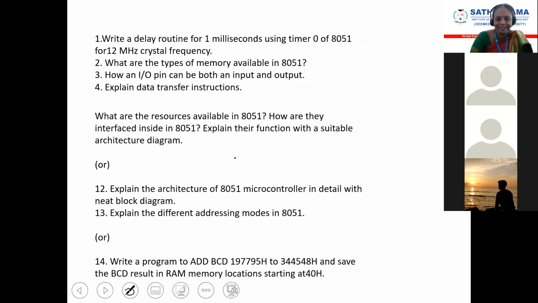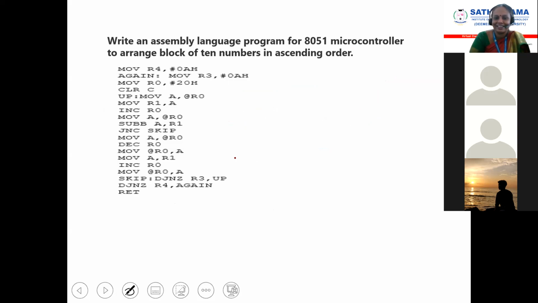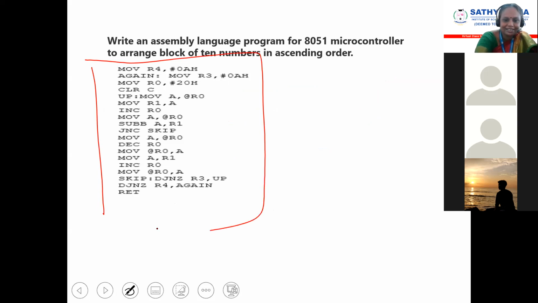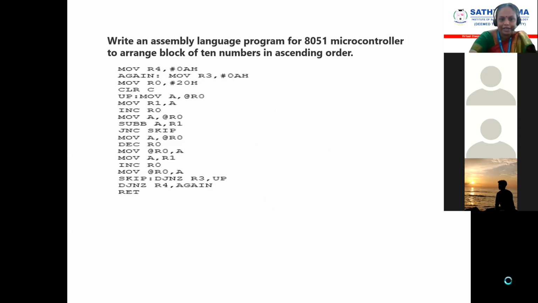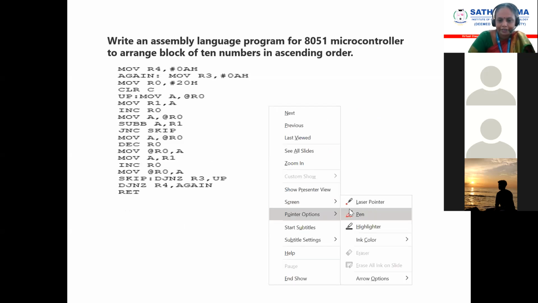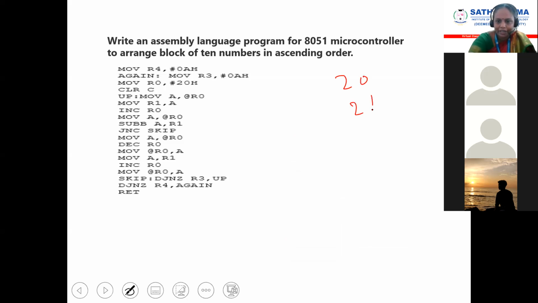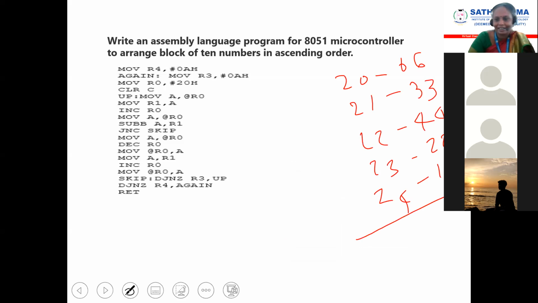Okay, I have put this program in ascending order. You just see. Okay, so here they have taken 10 datas, assume from 20. So 20, 21, 22, 23, 24. I'm going to take the consecutive locations. Okay, my data is 66, 33, 44, 22, 11. I'm taking only 5 datas for your reference.